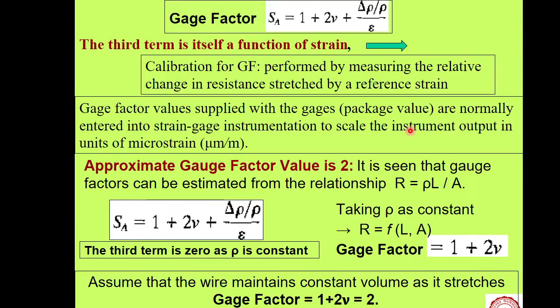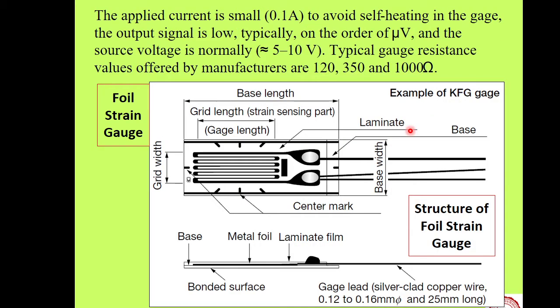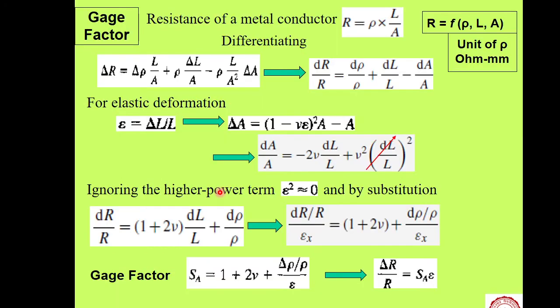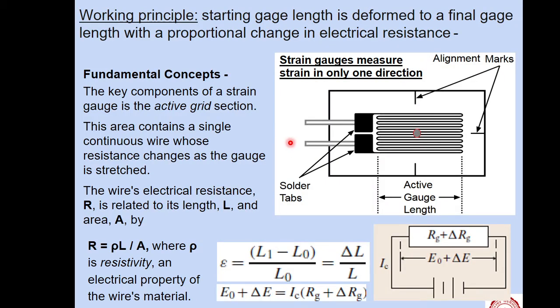That means, if you see here, these are some more alignment marks by which you can place the strain gauge at a 45-degree angle as well. Okay, that is clear.